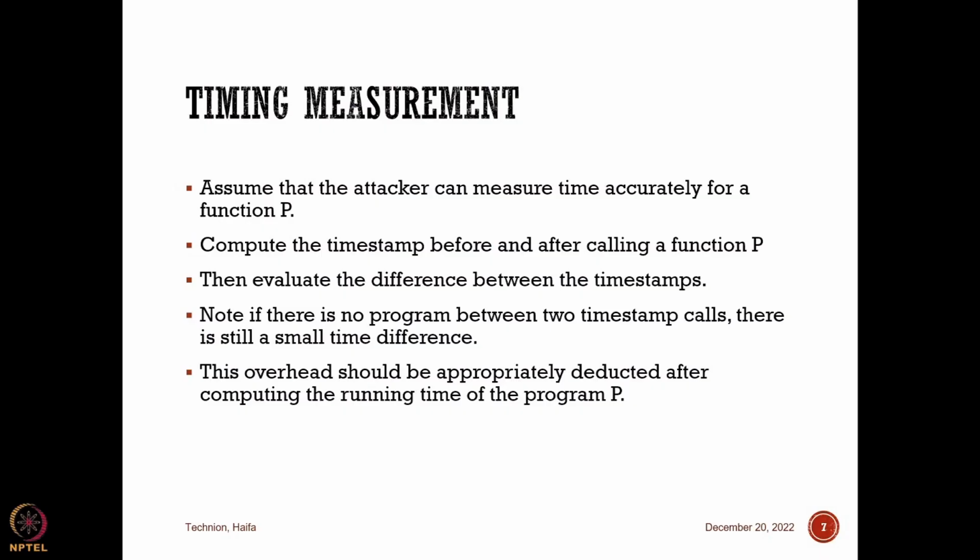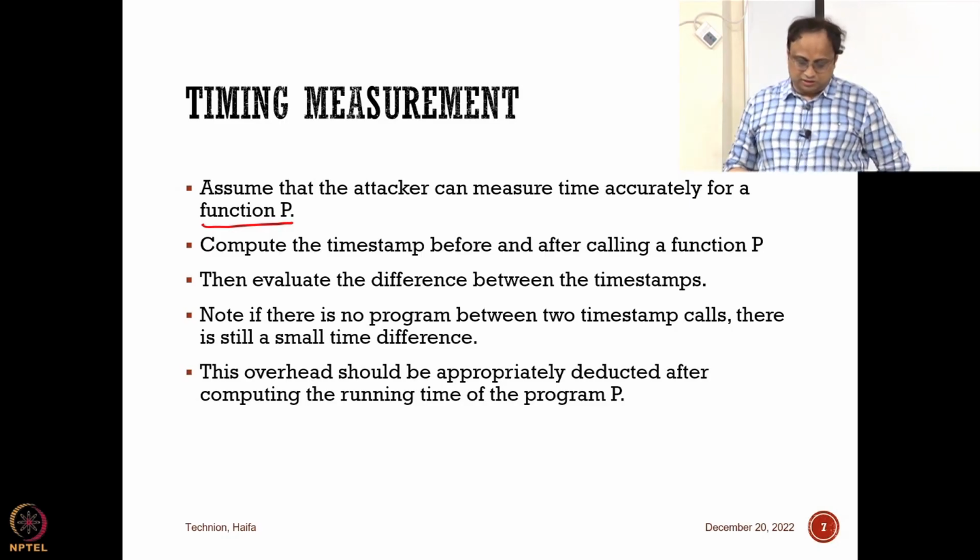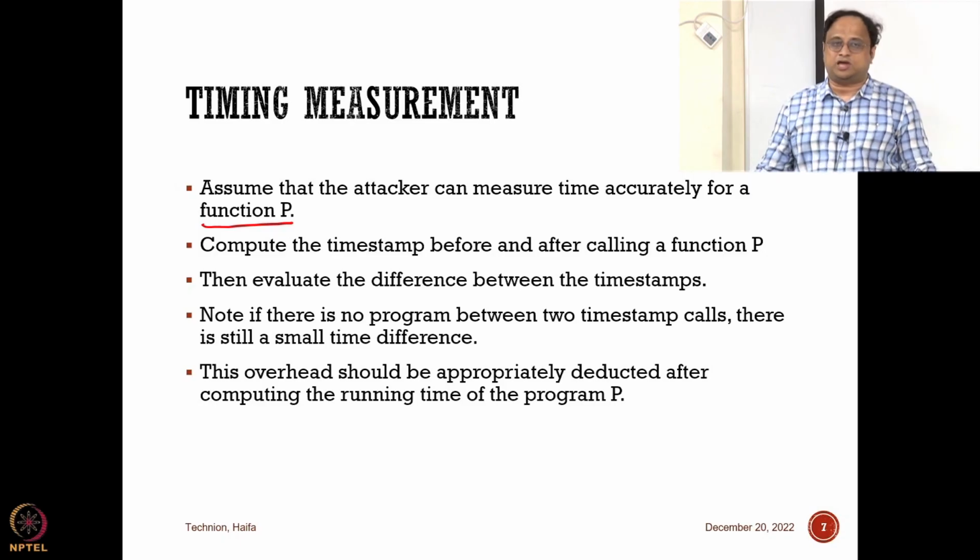So what we do is this. Assume that this is where timing measurement comes into the picture. I will assume that the attacker has the capability of measuring time very accurately. If there is a function p, say any function, the attacker should be able to find out very accurately the time required to compute this function p.